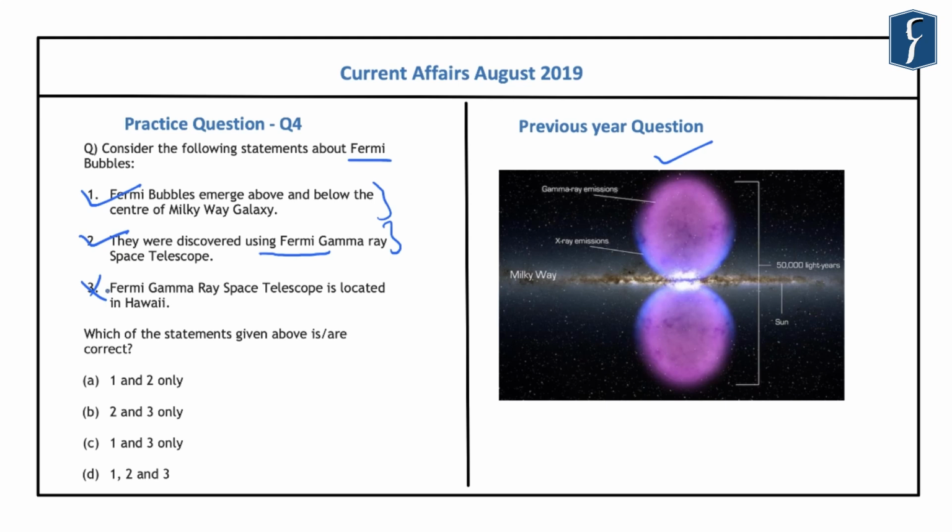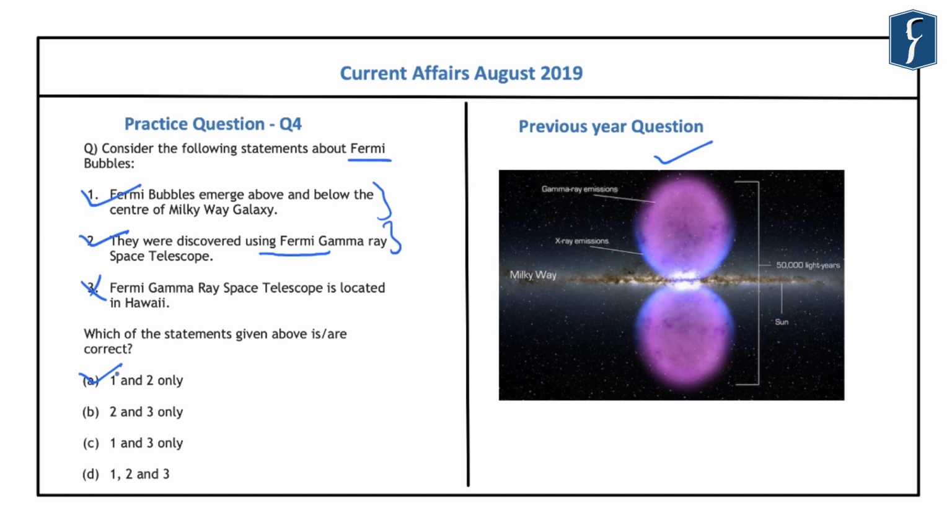And in these 10 years, one of the important observations of this Fermi Gamma Ray Space Telescope is the Fermi bubbles. And hence this becomes important for us from the preliminary examination point of view. And hence the correct answer here is A, that is 1 and 2 only.